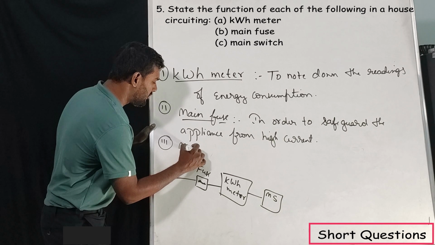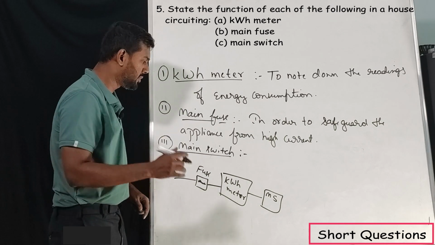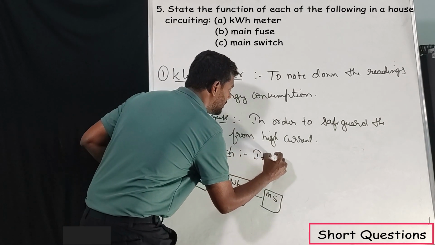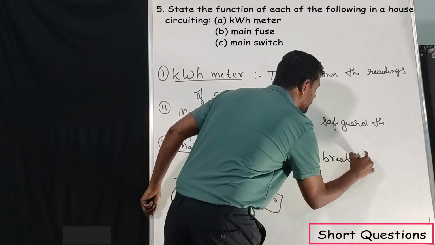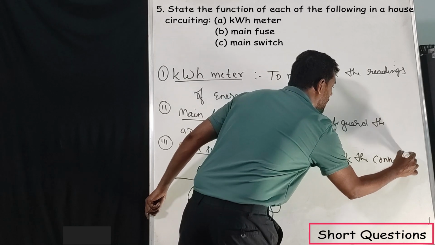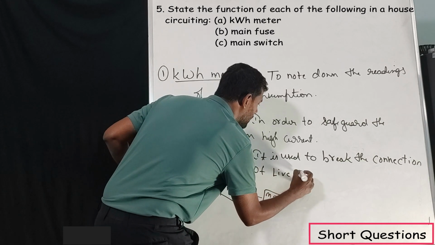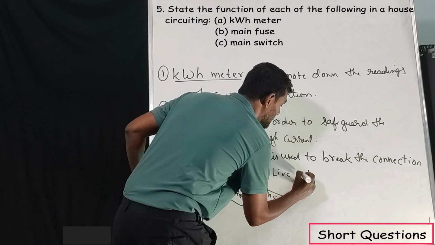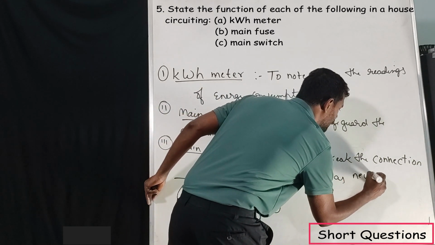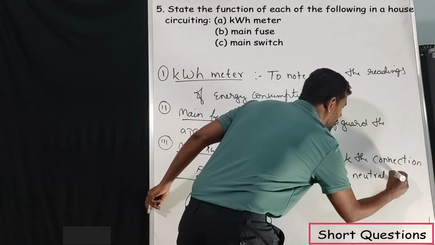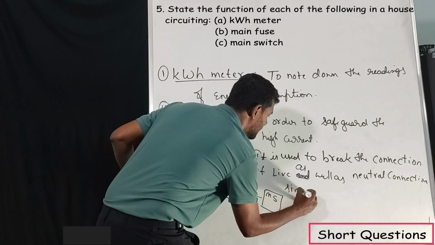See, what is the function of main switch? See, the function is very simple. It is used to break the connection of live as well as neutral connection simultaneously.